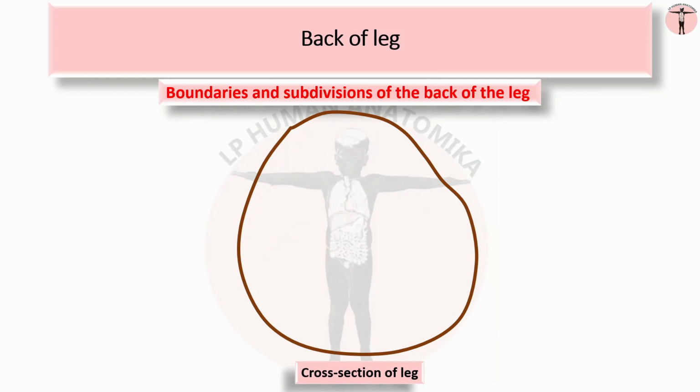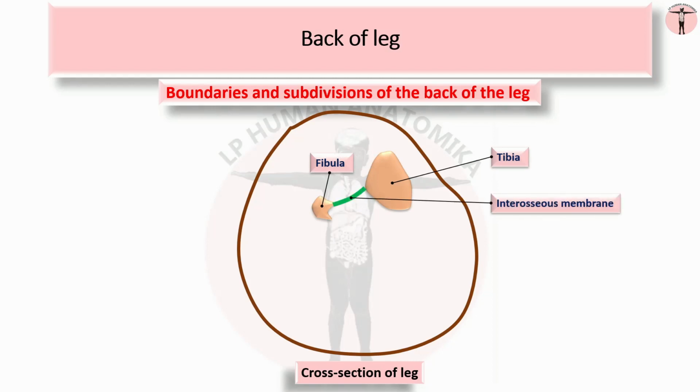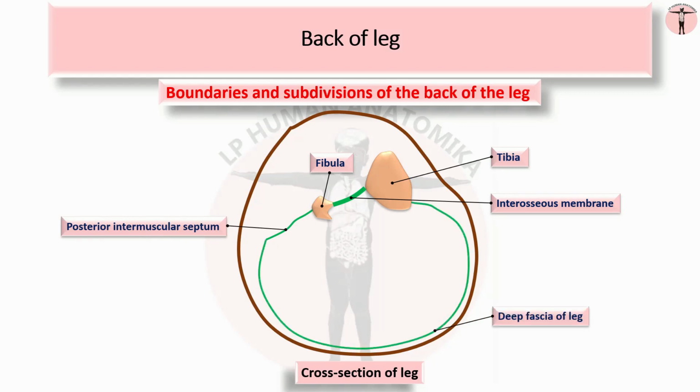Now, let us see the boundaries and subdivisions of the back of leg or posterior compartment of leg. Anteriorly, the back of leg is bounded by the posterior surfaces of tibia and fibula and the interosseous membrane present between two bones. Laterally, it is posterior intermuscular septum and posteriorly and medially by the deep fascia of the leg.